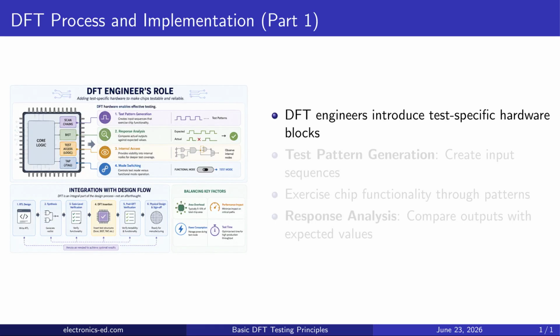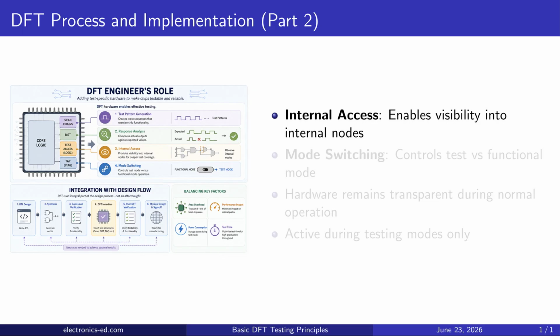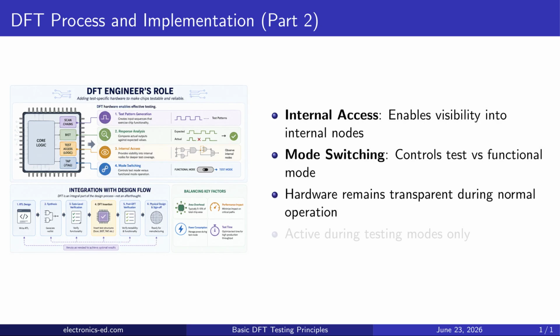DFT engineers introduce test-specific hardware blocks into the chip design. The process involves test pattern generation, where we create input sequences. We exercise the chip's functionality by applying these patterns. Response analysis then compares the outputs with the expected values. Internal access enables visibility into the chip's internal nodes. Mode switching controls whether the chip is in test or functional mode. The test hardware remains transparent and invisible during normal operation. It is only active during testing modes, as we mentioned.